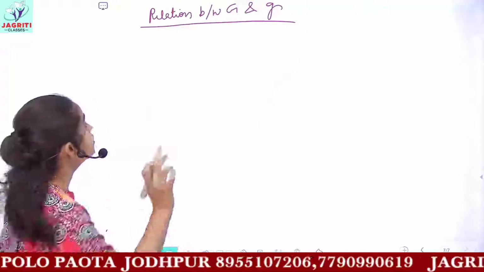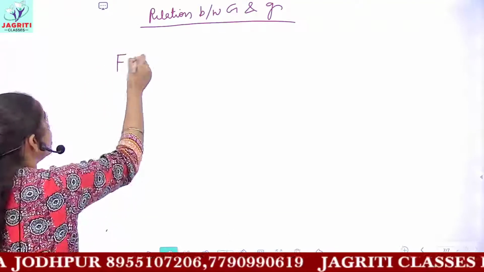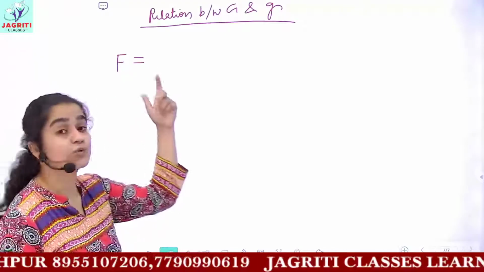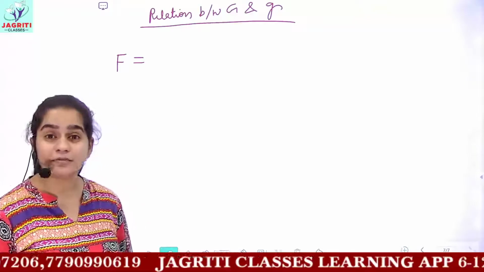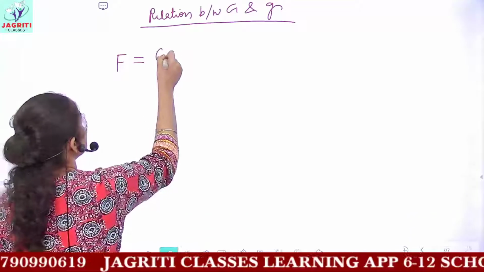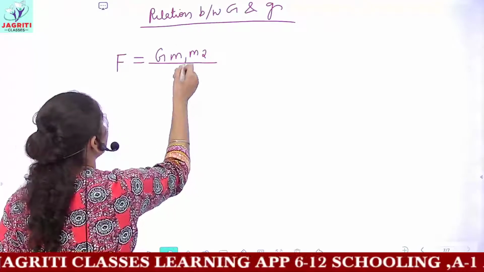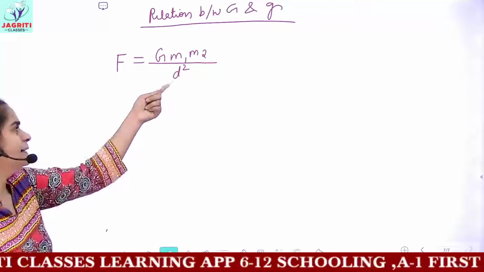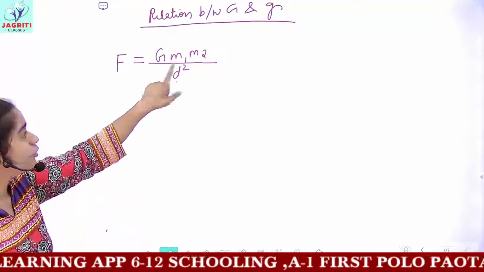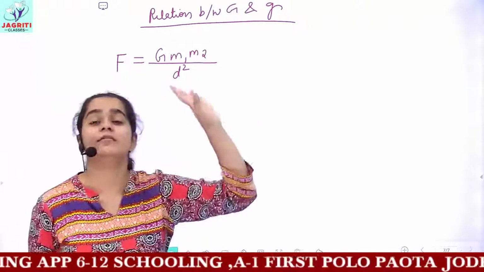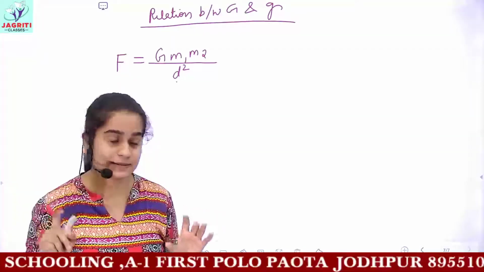So for this we'll be considering the magnitude of force from the universal law of gravitation. What is the formula for the universal law of gravitation? It is G, mass of first multiplied by mass of second, divided by the square of distance. You can either take d square or r square, it's your wish, but you have to know what you mean by the term d or r, whatever you are using. It is the distance between both the objects.